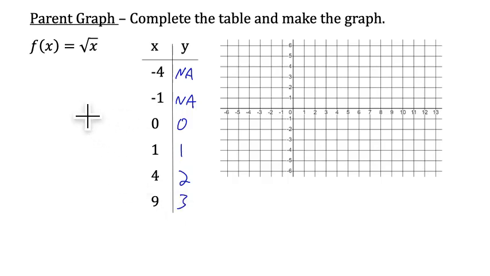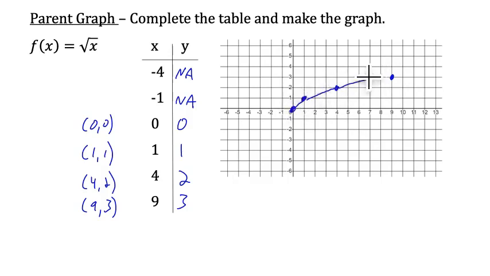All right, so now we have these points, and we'll go ahead and graph those. There's our graph of y equals the square root of x. Notice it has an endpoint and then continues forever in the other direction.